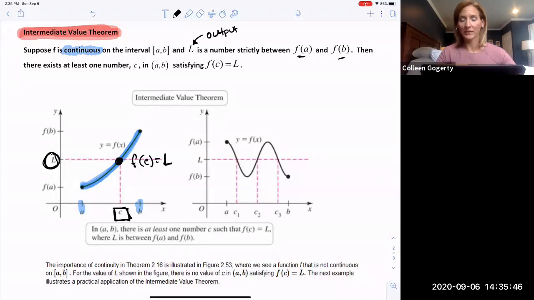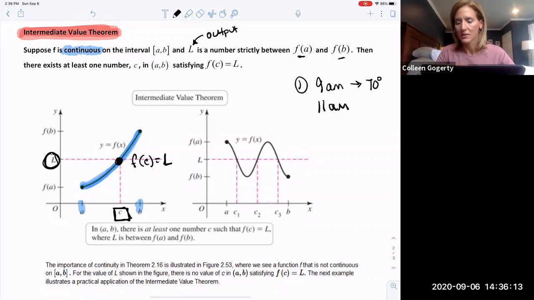Now, this is all well and good. I love the formal definitions, but let's look at this in a little bit of an easier light, okay? Let's talk real world problems, because there are a lot of examples that can really help make sense of this. So let's just say in the morning, I'm going to give you an example over here on the side. At 9 a.m., we'll go with 70 degrees, okay? And by 11 a.m., so 9 a.m. is 70 degrees, 11 a.m. it is 80 degrees. Well, what can you conclude? What has to be occurring in between there?